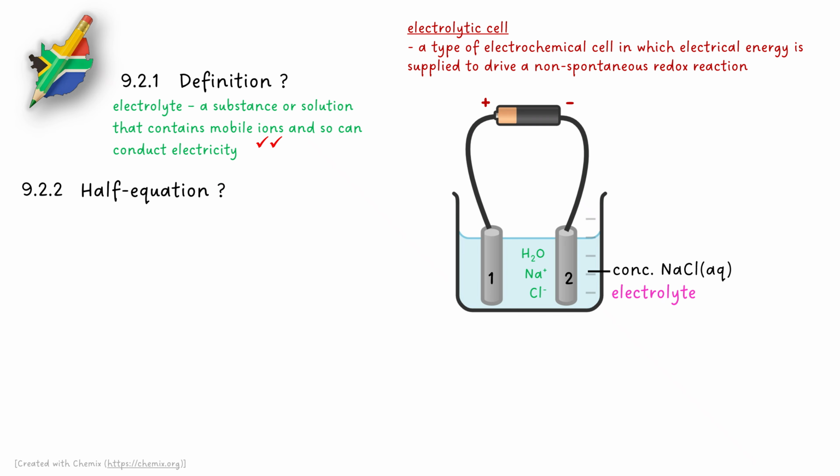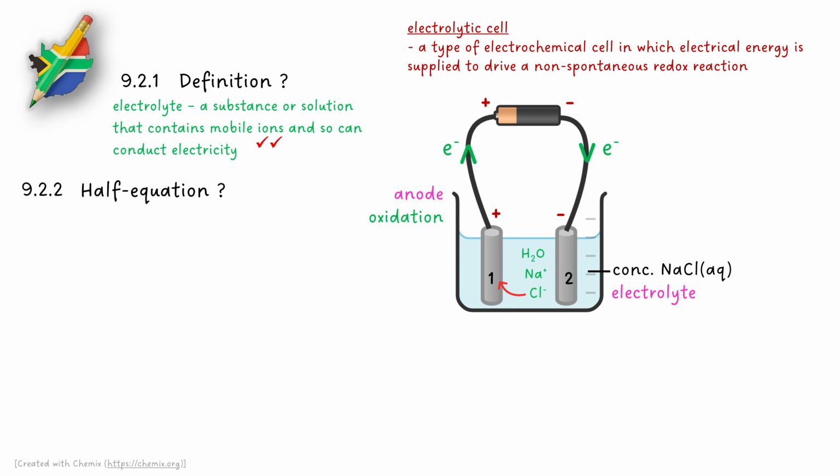Next, we need to write down the main oxidation half reaction occurring. The positive terminal of the cell is attached to the positive electrode, and the negative terminal to the negative electrode. Negatively charged chloride ions in solution are attracted to the positive electrode. They each donate an electron to this electrode and get oxidized. Oxidation occurs at the anode.